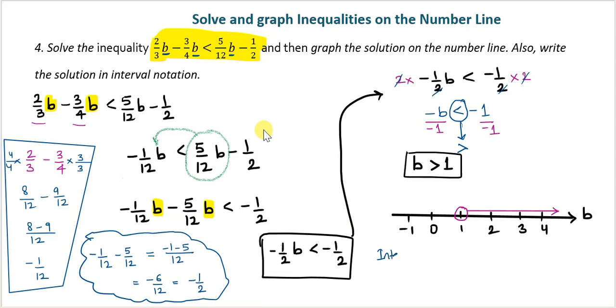And the interval. One point is 1, and since it's moving towards the right, it goes to infinity. When it goes to infinity, it should be open. This is a strict inequality, so it should be open here as well. So this is how you can work on any example based on it.